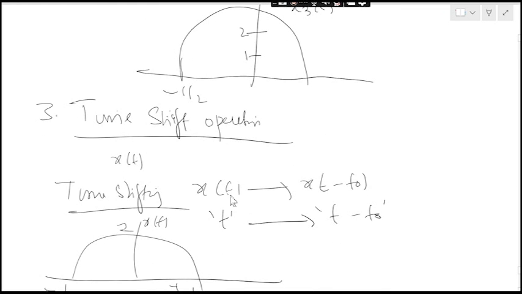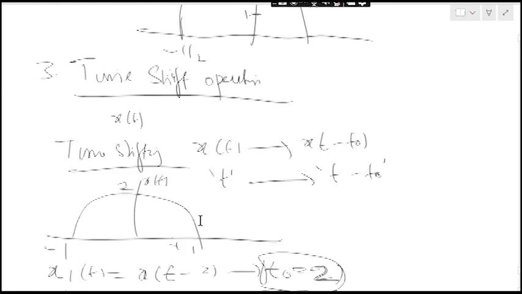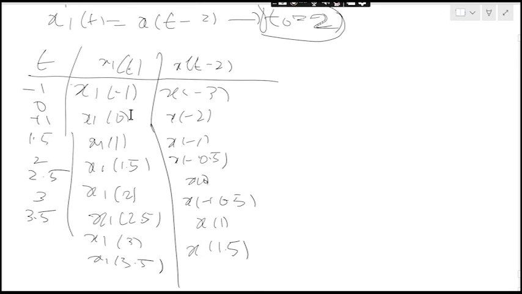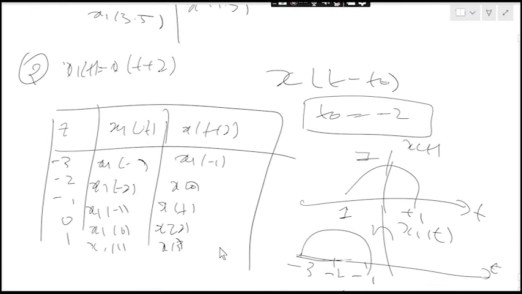It will be the time shift property. The time shifting x of t equal to x of t minus t naught. t we are taking from here. So x1 of t we are taking. So the -1, 0, 0.5, 1.5, 2, 2.5, 3, 3.5. x of -3, x of -2, x of -1, x of -0.5, x of 0, x of 0.5, 1, x of 1.5.